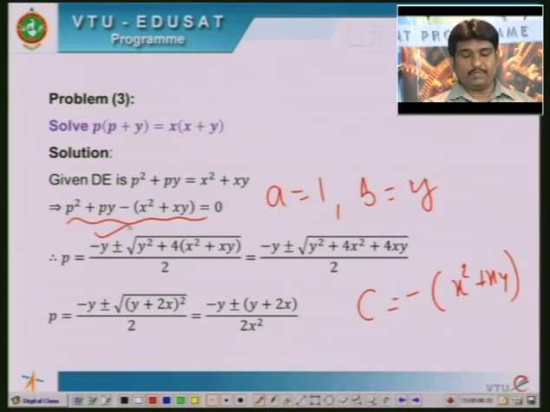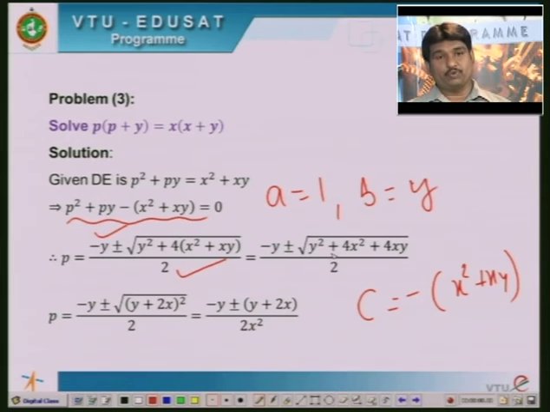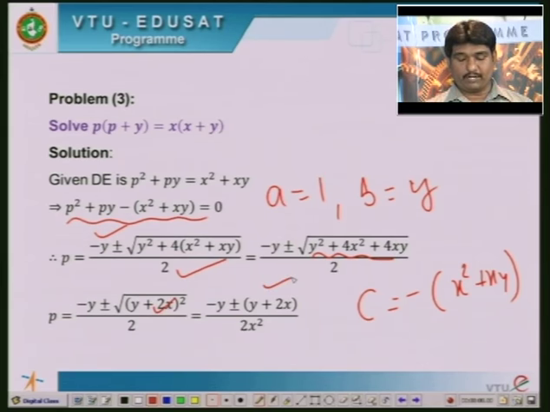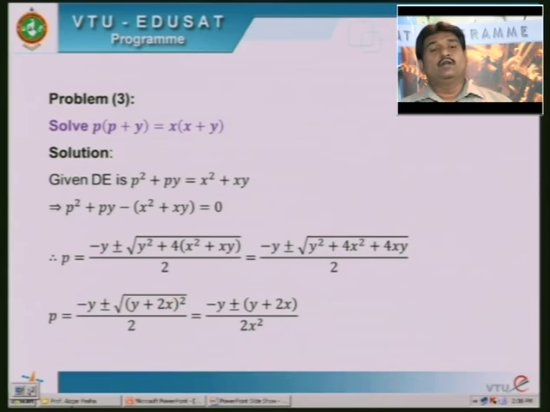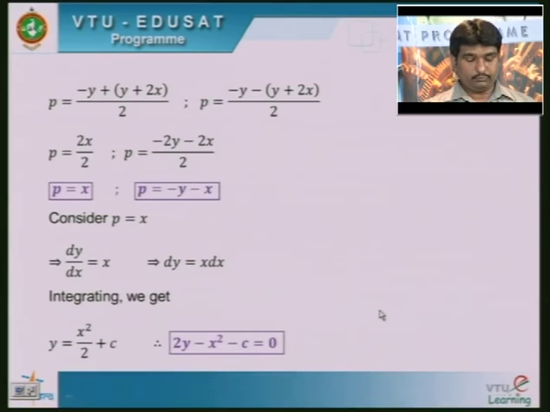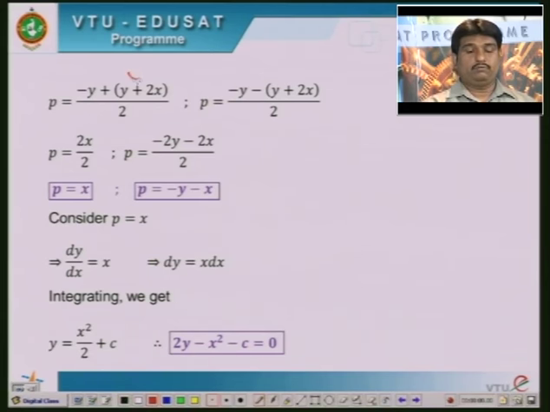Use the formula minus b plus or minus root of b square minus 4ac divided by 2a to get this. Simplify this, y square plus 4x square plus 4xy. This is nothing but a plus b whole square type. So, it is y plus 2x the whole square, and root of y plus 2x the whole square is just y plus 2x. So, p is minus y plus 2x divided by 2, and minus y minus of y plus 2x divided by 2. So, 2 factors.